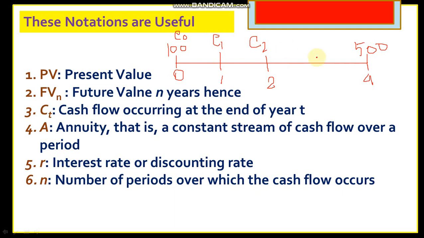Annuity is an equal stream of cash flow. If these cash flows are equal in all the years, suppose 100 at this point, 100 at this point, 100 at this point, then this kind of equal stream of cash flows is called annuity.